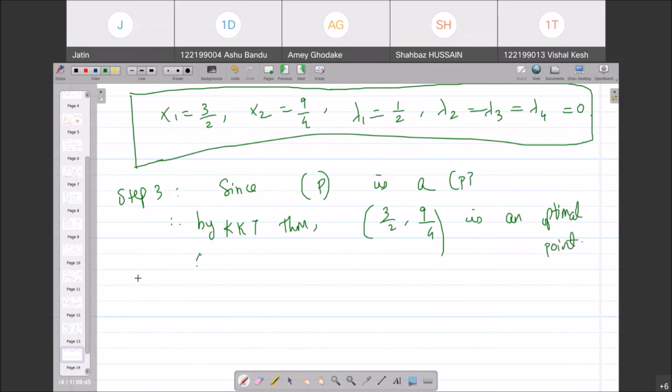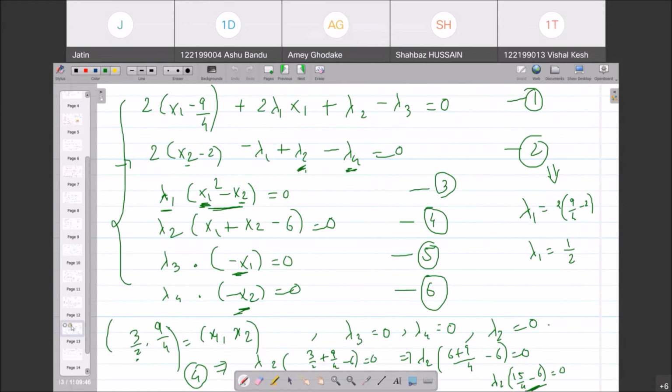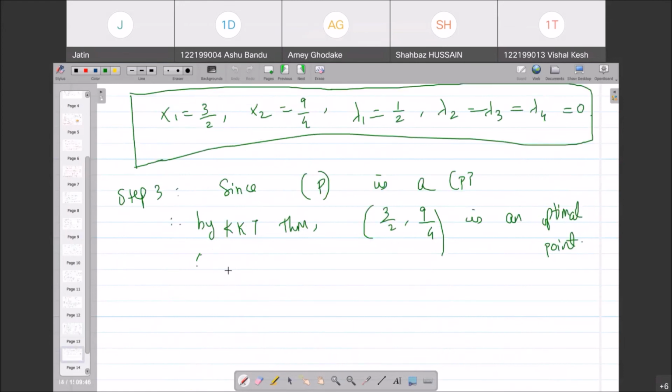Okay, so that's how one can use KKT conditions. Actually, finding would have been quite difficult. That's why I directly gave you the point. So this is an optimal point.